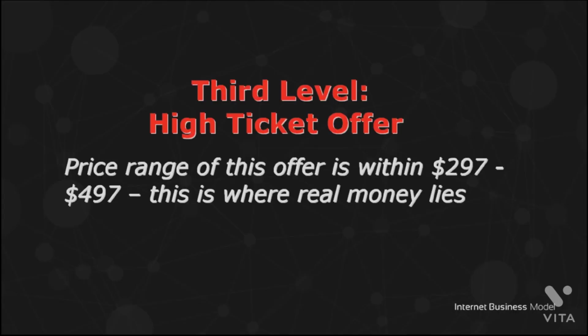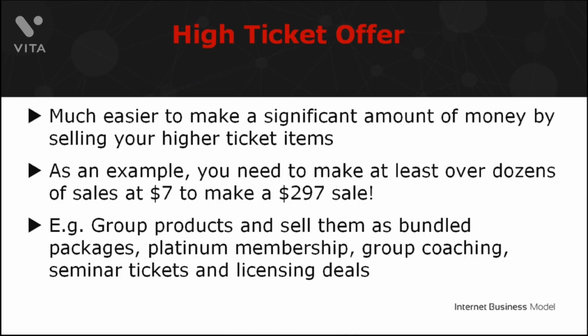The third funnel is one of our favorites, and it's called the high-ticket offer. The price range for this offer lands within $297 to $497. This is where the real money lies. It's much easier to make a significant amount of money by selling your higher-ticket items. As an example, you need to make at least 42 sales at $7 to make just one $279 sale. You can group products and sell them as bundled packages, platinum membership, group coaching, seminar tickets, and licensing deals.